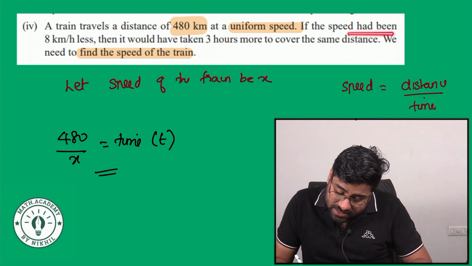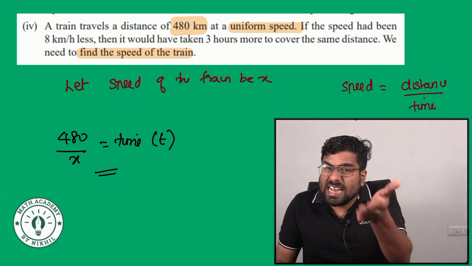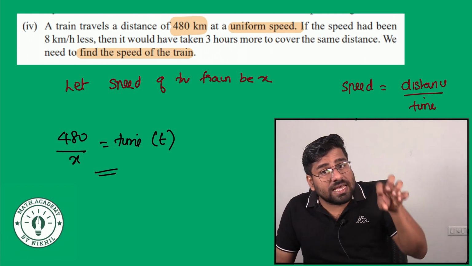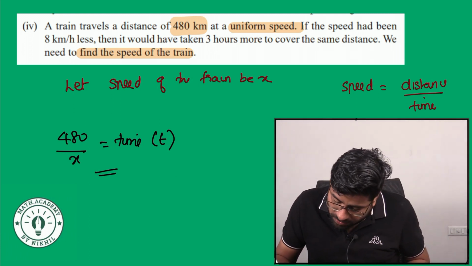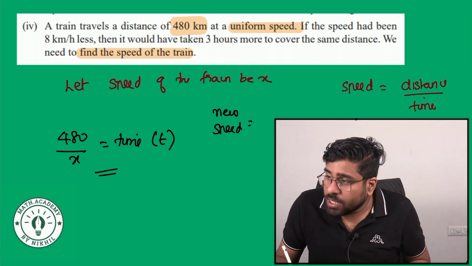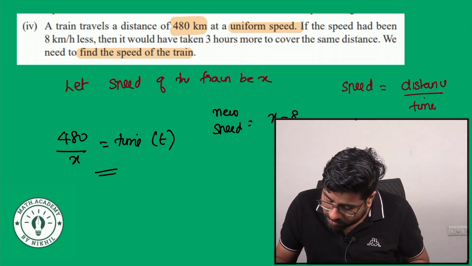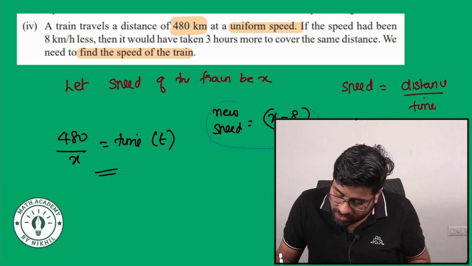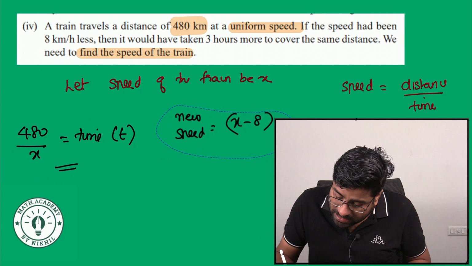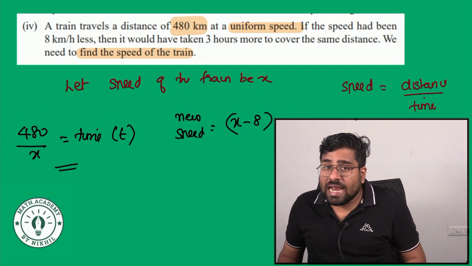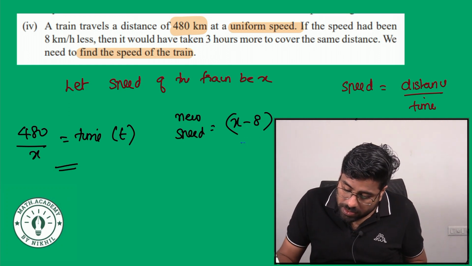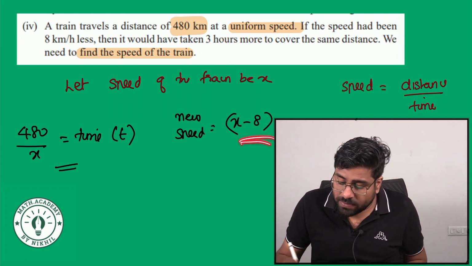If it is traveling with a speed that is less by 8 kilometers, what is going to be the new speed? The new speed is going to be x minus 8. How did I get that x minus 8? Because they are talking about a situation where the speed is 8 kilometers per hour lesser. It is less by 8 kilometers per hour, so I am taking that to be x minus 8.